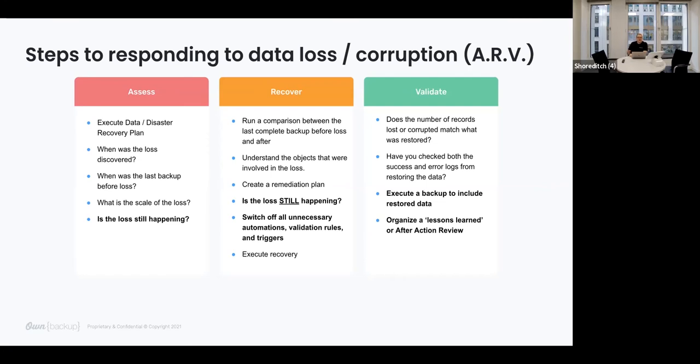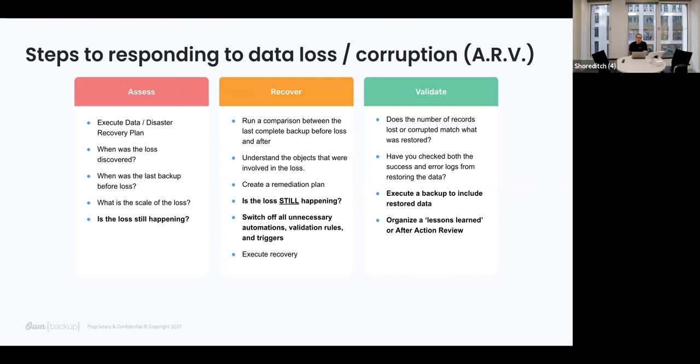So always double check and triple check because otherwise your restore is going to really be painful. Switch off all unnecessary automations, validation rules and triggers is a really important one. Again, if we're trying to reinsert data and it's doing all sorts of other things, it not only takes time for the records to be recovered, but also think about the further corruption or maybe potential loss as a result of your automations. So think carefully about whether or not they need to be in place.